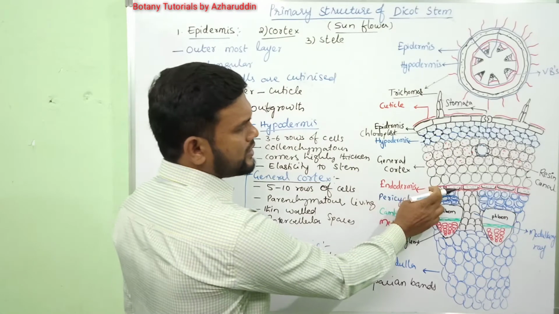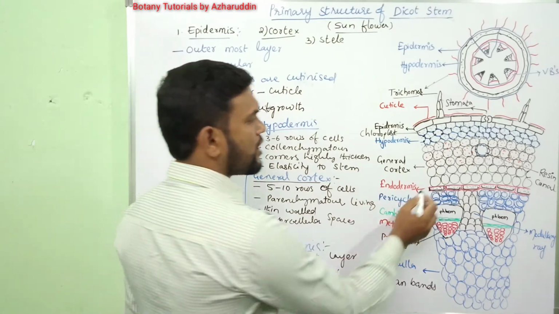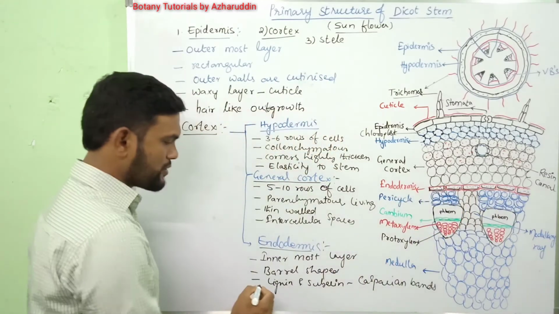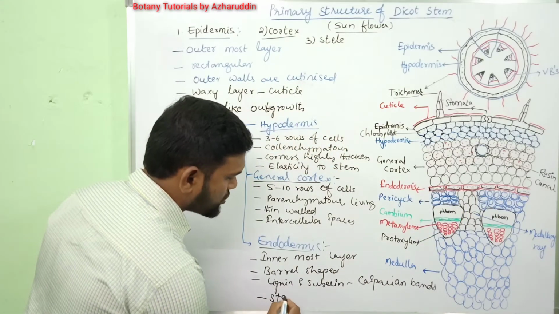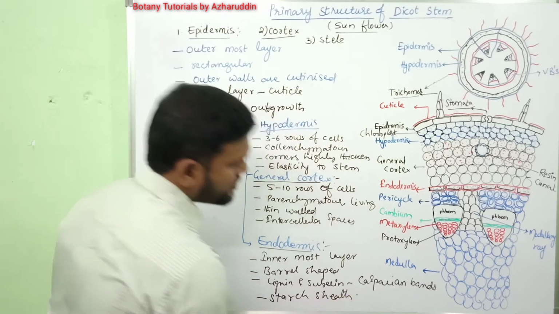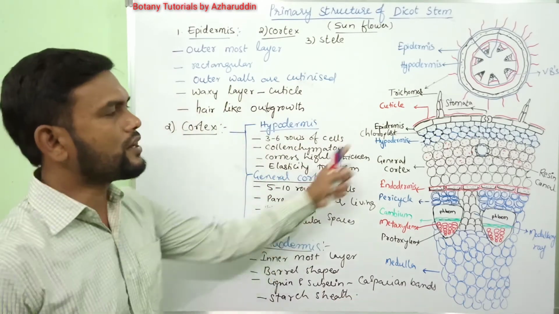Along with that, these endodermal cells contain starch grains. These are the starch grains, so this endodermis is also called starch sheath. Do you understand? This is about the general cortex.